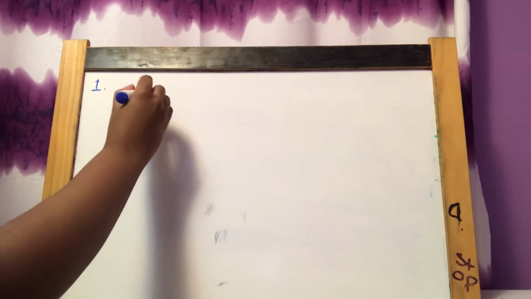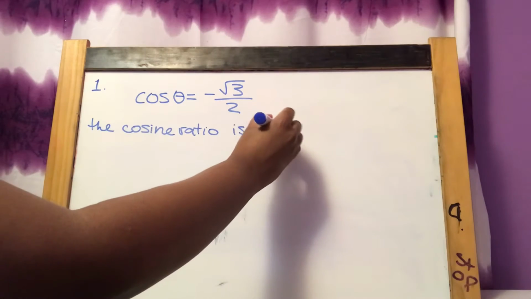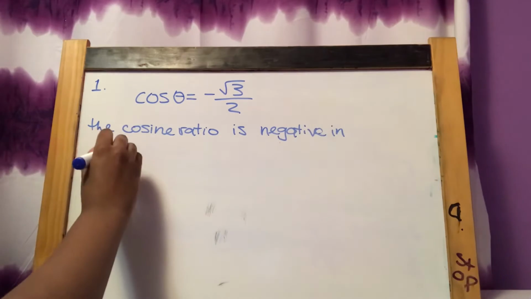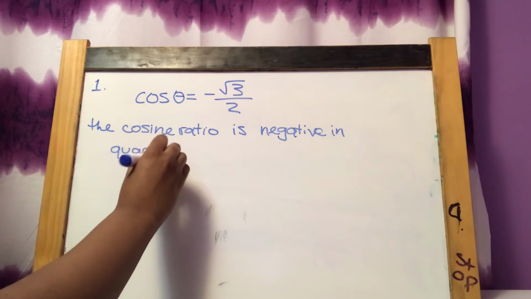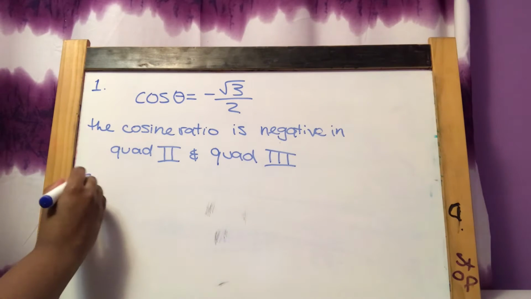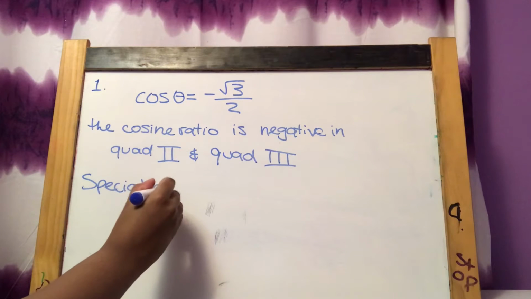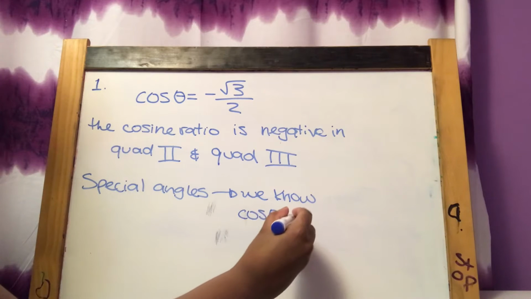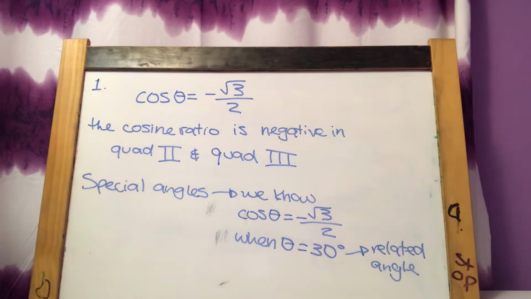So now that we know that cosine equals negative square root of 3 over 2, we have to figure out where the cosine ratio is negative in the unit circle. And so that ratio is basically negative in quadrant 2 and quadrant 3. So now I was thinking about what I already know about this ratio, and special angles came to mind. For special angles, we already know that this ratio has the related angle of 30 degrees.